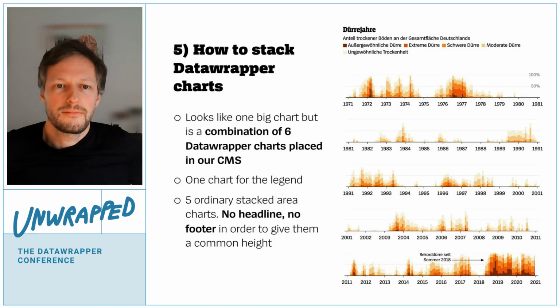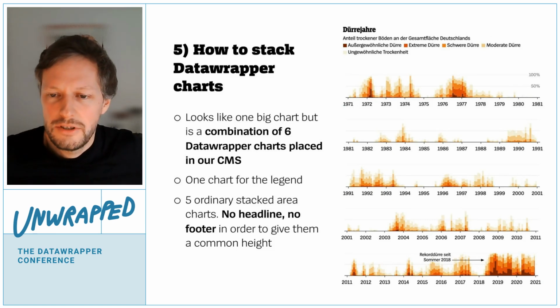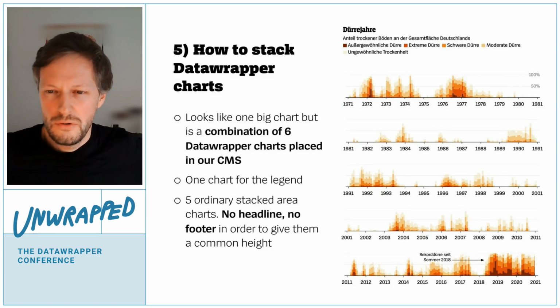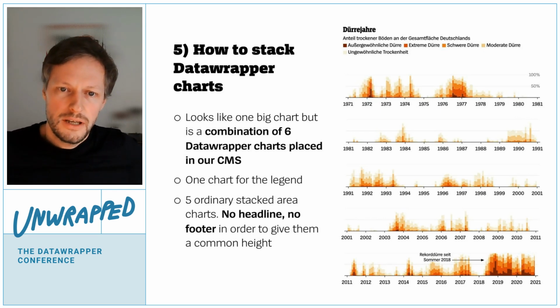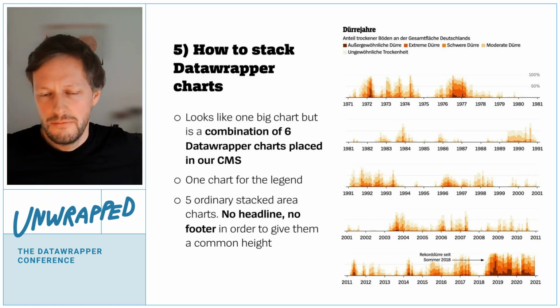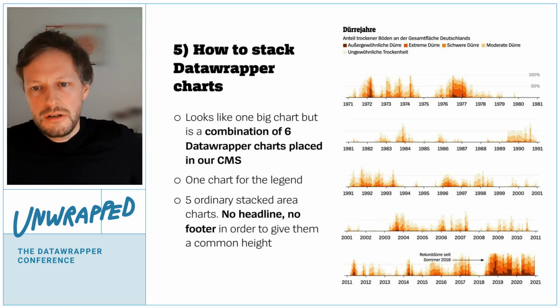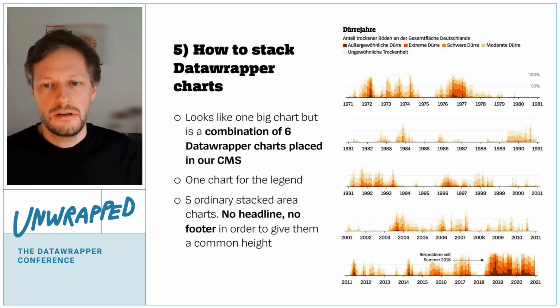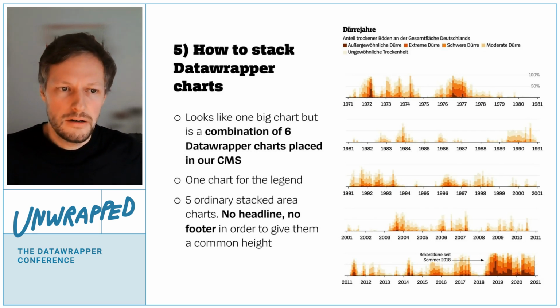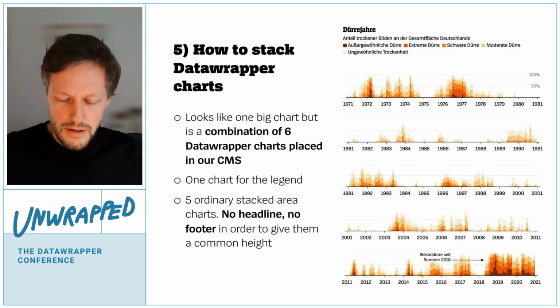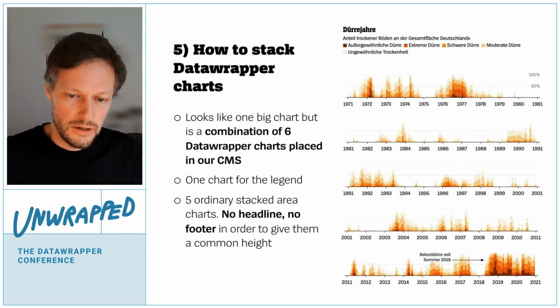Next up, this is a chart which on first view you wouldn't think is a Datawrapper chart. It's a stacked area chart of the share of the area of Germany that suffers from drought over time, over 5 decades, starting in 1970 or 1971. Each of those sections you see here is an ordinary stacked area chart, but everything together is made in Datawrapper and is combined out of 6 different charts.